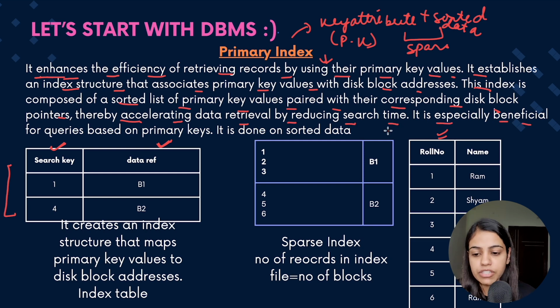It is especially beneficial for queries based on primary keys. It is done on sorted data. So whenever our data is sorted and we have a primary key present in our table, and we want to index our primary key, we use this primary index.